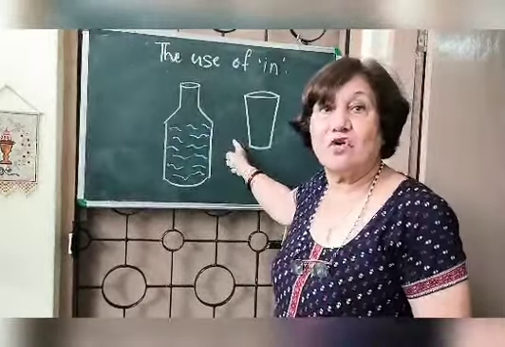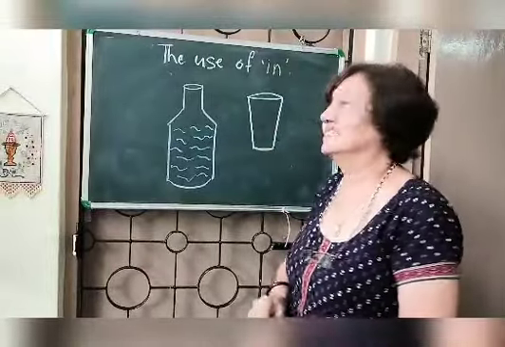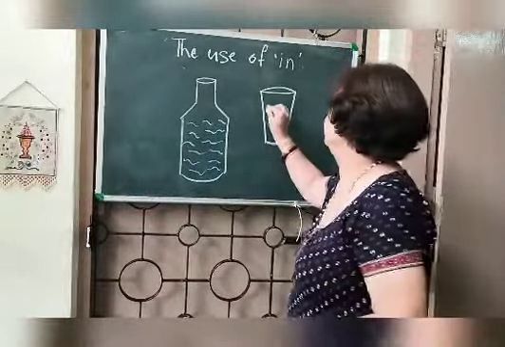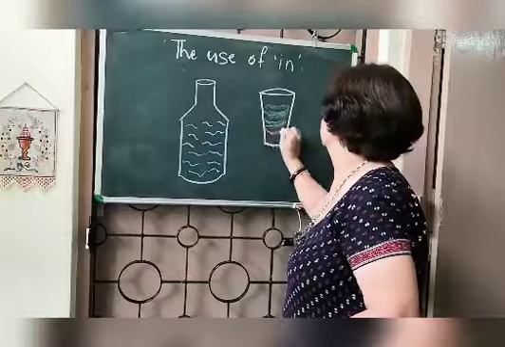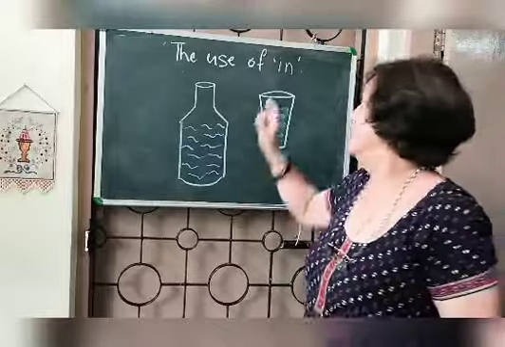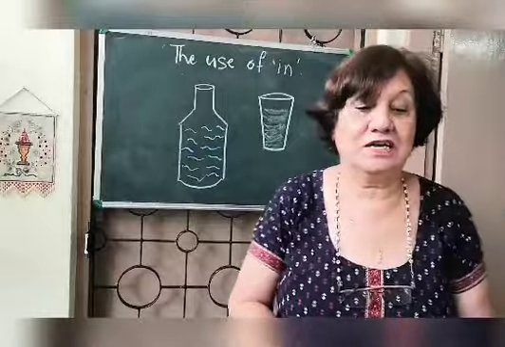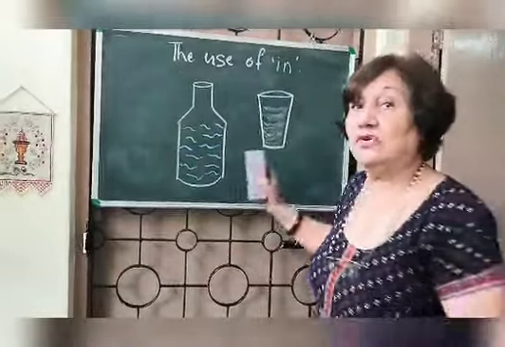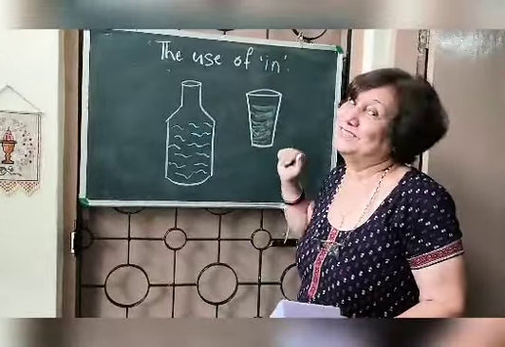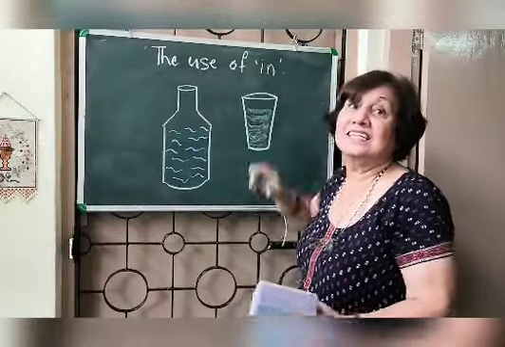Now, what is this that I have drawn? What will you say? You have drawn a glass. Now, I'm going to put some Sprite here. Where is the Sprite? You'll say, the Sprite is in the bottle. Now we'll draw something else. I'm sorry, this is not a bottle, this is a glass. Sorry. So the Sprite is in the glass.